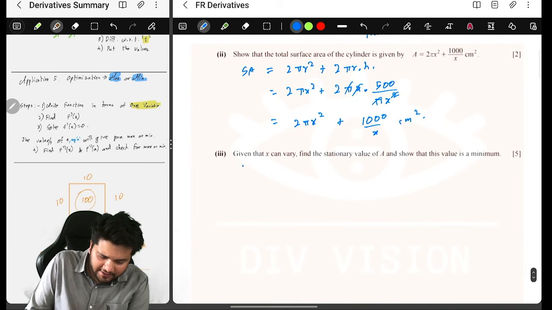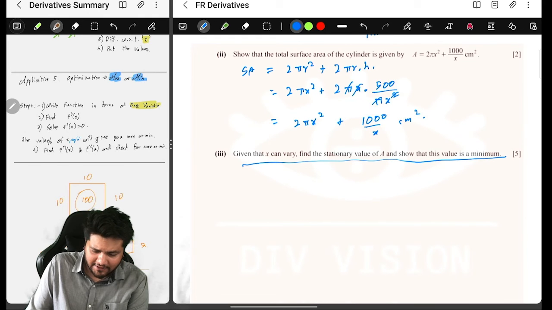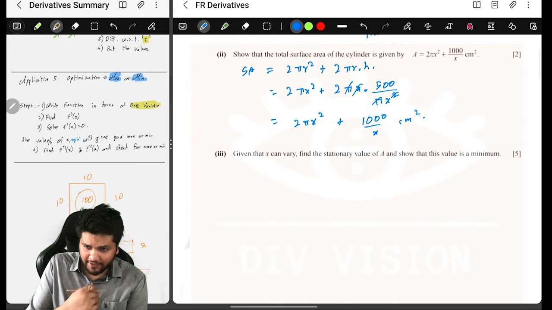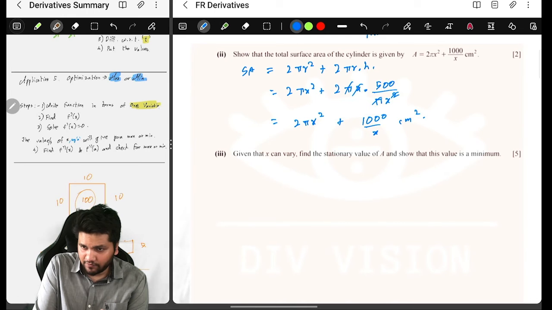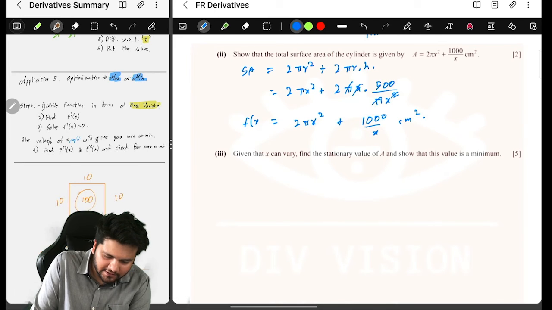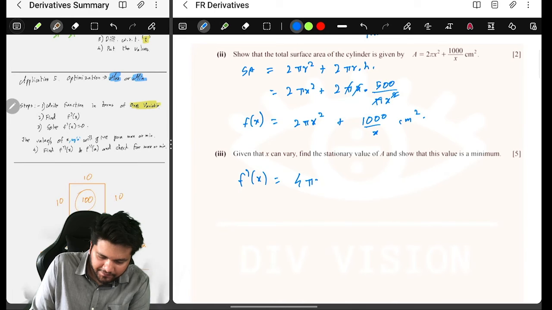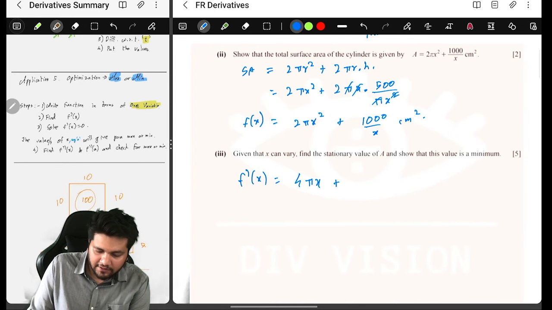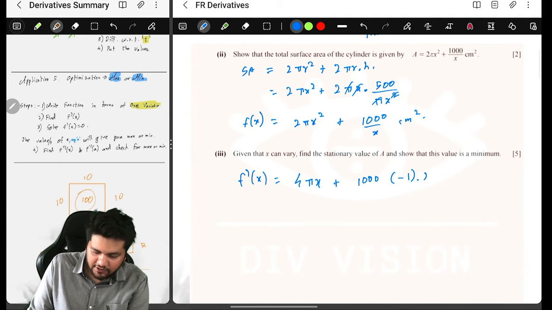So now what they are asking: find the stationary value of x and show that this value is a minimum. So we need to find the value of x for which it will have minimum surface area. What we are going to do is f dash of x. So this we consider as f of x. So f dash of x is going to be 4 pi x plus the derivative of 1000 by x, and this is nothing but 1000 times x to the power of minus 1. So minus 1 into x to the power of minus 2.